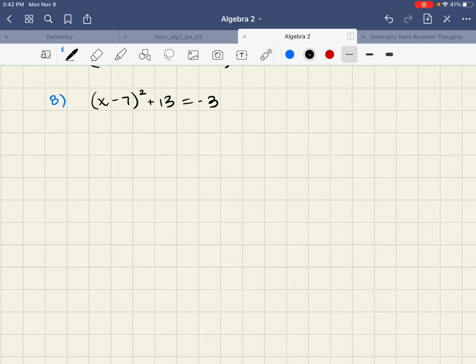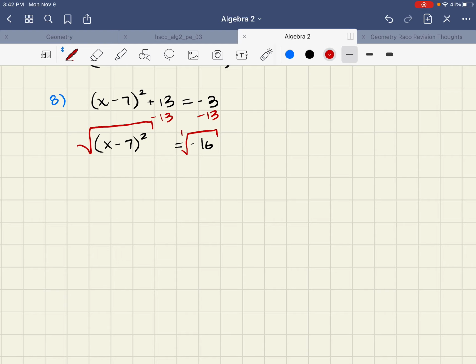So suppose we had a problem like that, right? This is not completing the square. This is a square root technique quadratic, right? So we're going to use the square root to solve it, but we want to get the square by itself first. So we subtract the 13 from both sides. This gives us x minus 7 squared is equal to negative 16. Next, we take the square root of both sides to get rid of the square.